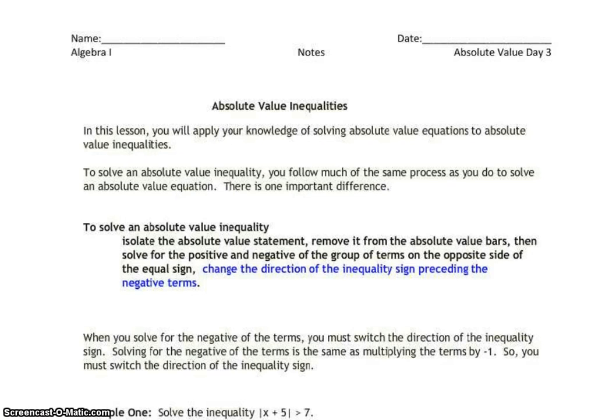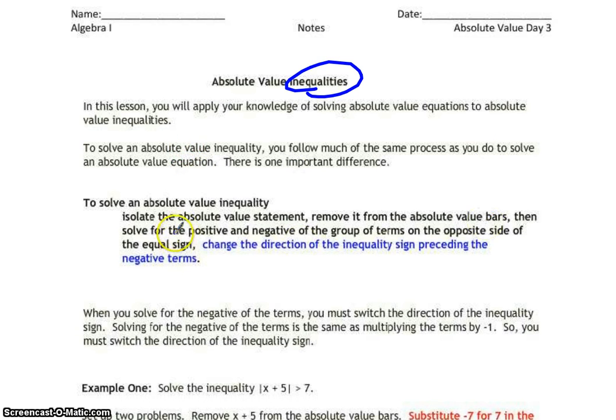Okay, this video is for Algebra 1. We're looking at absolute value day 3. Today we're going to look at inequalities. This basically is going to be what we did on day 1, except you've got greater than or less than signs. So to solve an absolute inequality, you're going to do basically the same thing except for one difference.